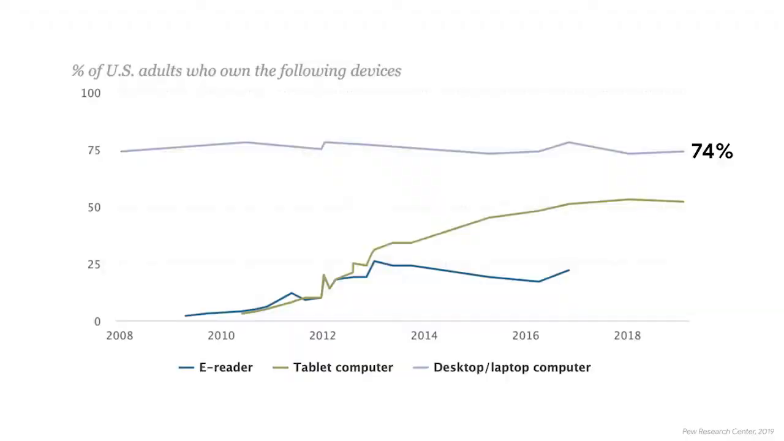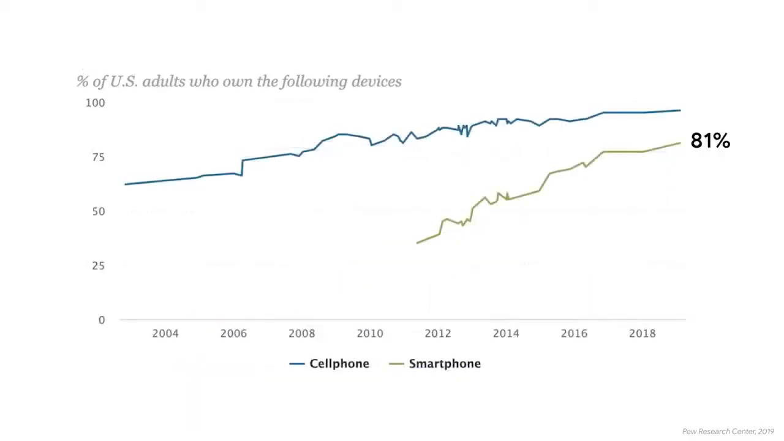In 2019, a Pew Research Center study found that 74% of adults in the US owned a desktop or laptop computer, and 81% owned a smartphone. With this data, you can assume your website's users are likely to access it from many device types. Designing your website for multiple device types is a great way to make sure anyone who wants to use your website can.